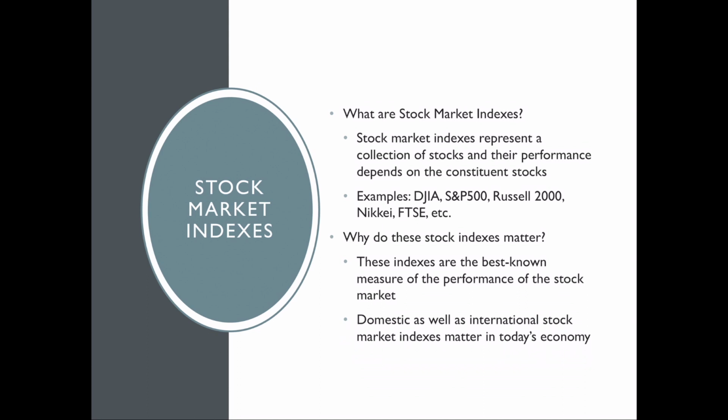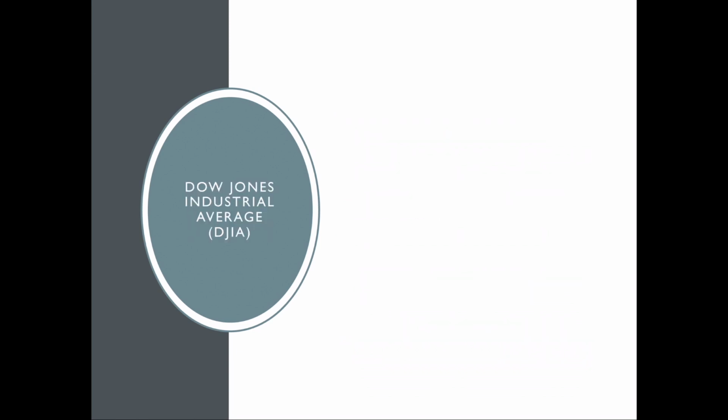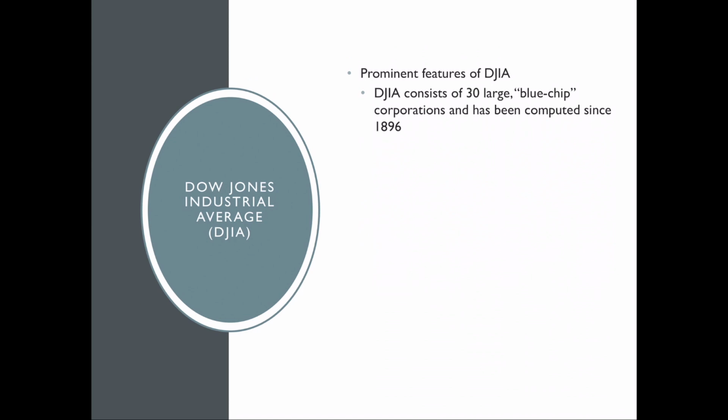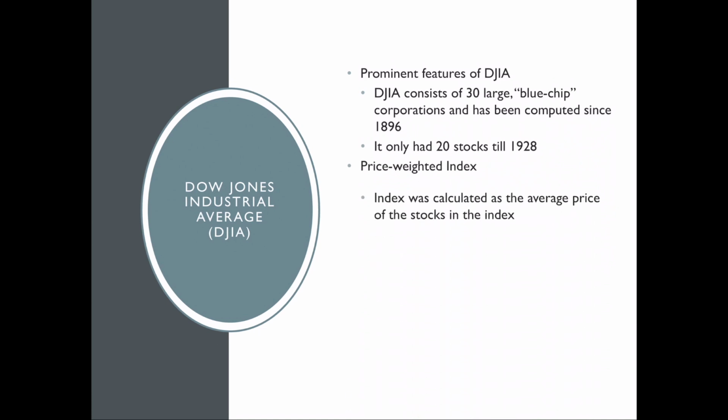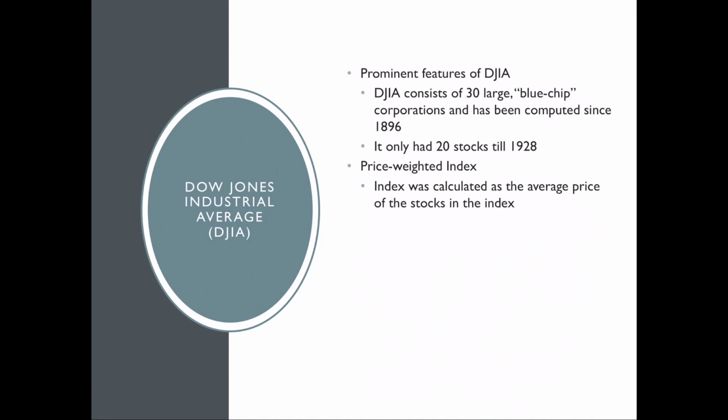So the first type of market index we'll cover is the Dow Jones Industrial Average. Prominent features of the Dow Jones Industrial Average: it consists of 30 large blue chip corporations and has been computed since 1896. It had only 20 stocks until 1928. It is a price-weighted index. The index was calculated as the average price of the stocks in the index, similar to a portfolio that invests one share in each of the 30 stocks in the index.